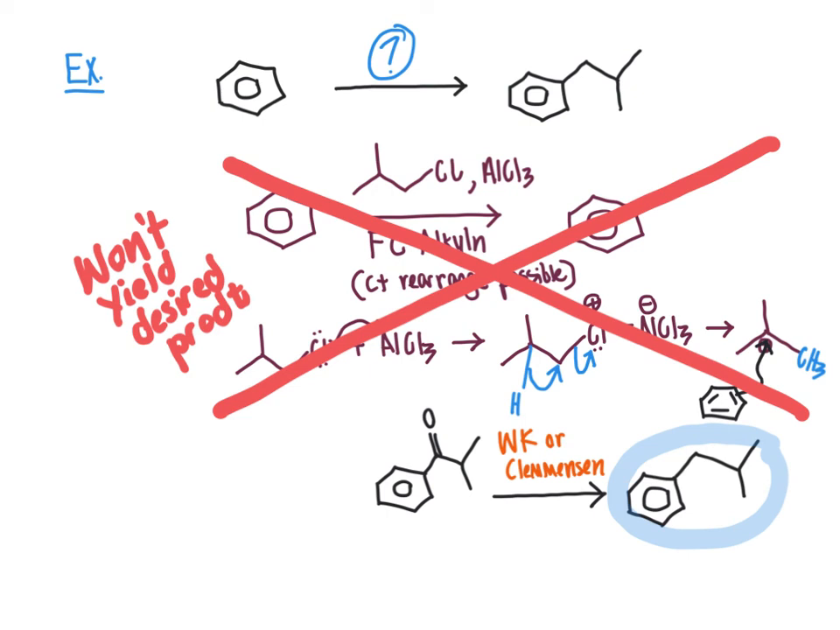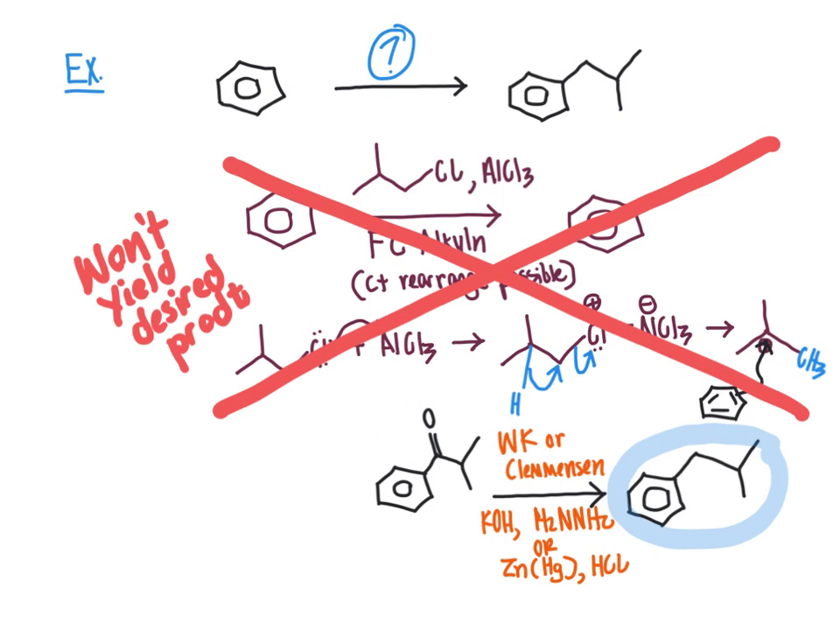And in order to accomplish that using Wolff-Kishner, we could use potassium hydroxide and hydrazine, H2NNH2, or if we're using Clemmensen, we would use our zinc-mercury, Hg, amalgam with HCl. Either one of those will work, and we don't really need to worry about which one to use because we're starting with an aromatic ring that has no other substituents on it to worry about.